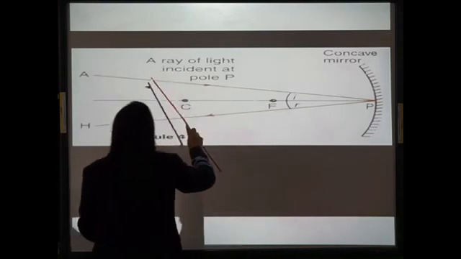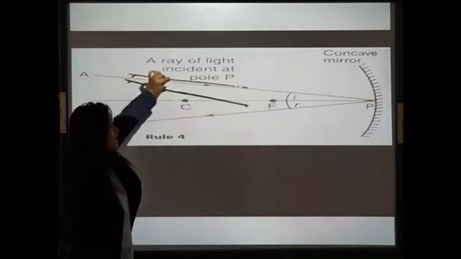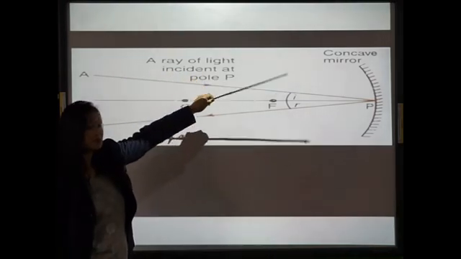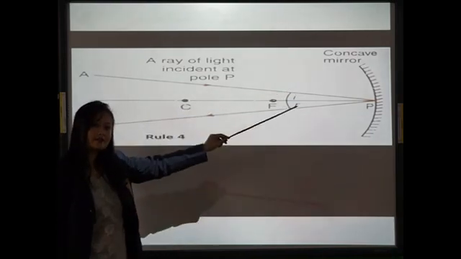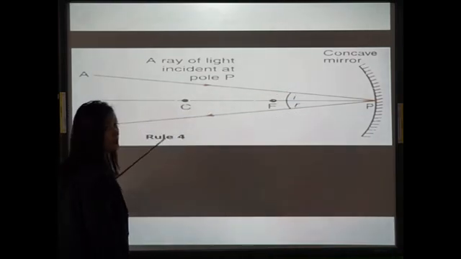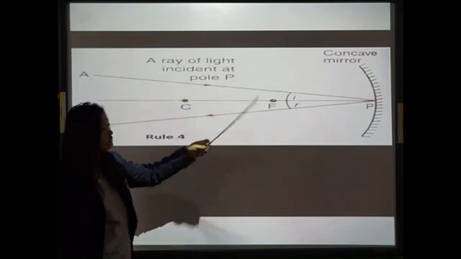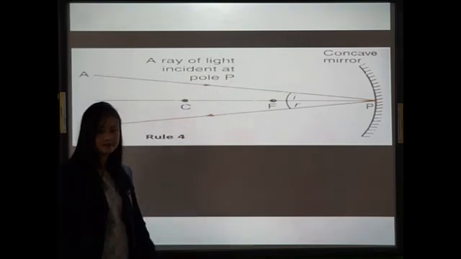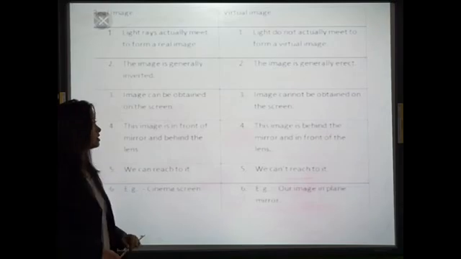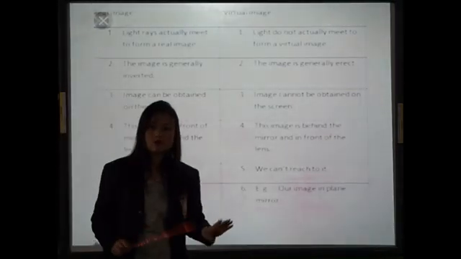This is your fourth one. That means if the incident ray touches the pole, the reflected ray will pass in such a way that the angle of incidence and the angle of reflection will be the same. So I hope you understood the four rules.